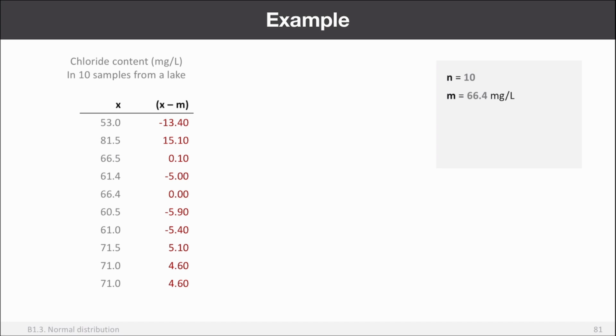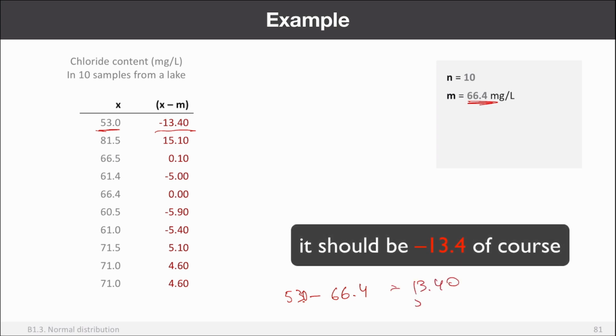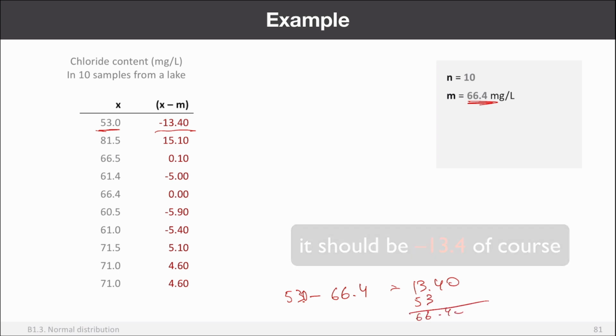Now that we know the sample mean, we can compute distances. You remember x minus m, the distances. For example, why is this one minus 13.40? We take the value 53, and then we subtract the average, which I rounded to 1 decimal, 66.4. So 53 minus 66.4 gives you exactly minus 13.40. If you add this, you will get 66.4. Good, so now I computed all these distances. You can see sometimes the distance is large, sometimes small. I even have a 0 distance. It looks more or less symmetric, so to speak.